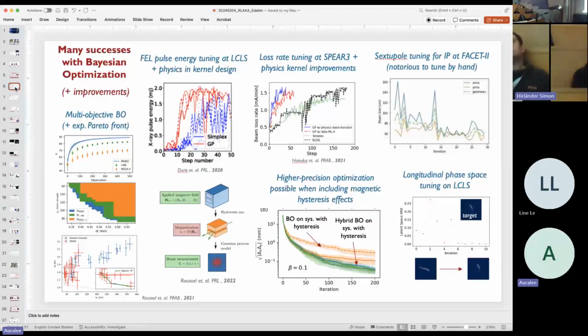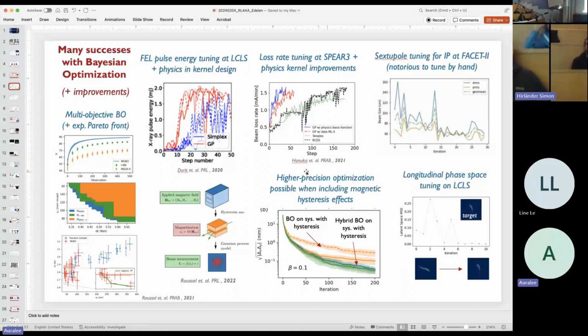So I mentioned that we've had a lot of success with Bayesian optimization. We've also spent a lot of time making improvements to BO. So this is just some of the applications that we've applied it to. One of them is the FEL pulse intensity. This we've used with BO quite a bit, and also started to explore incorporating things like correlations from physics models into it.